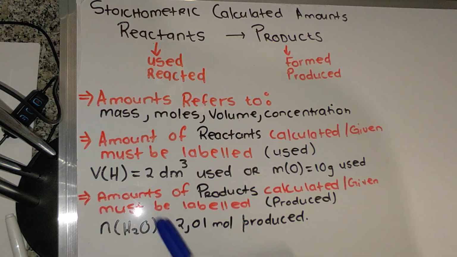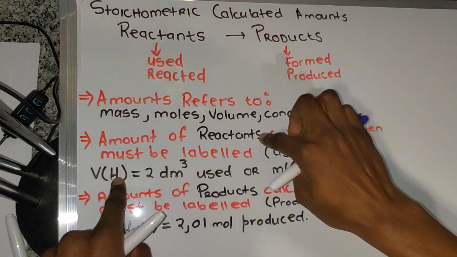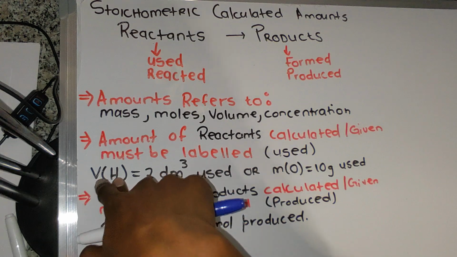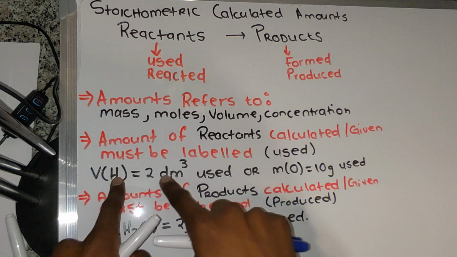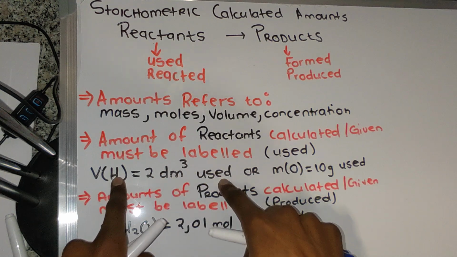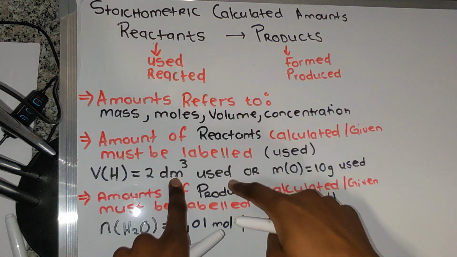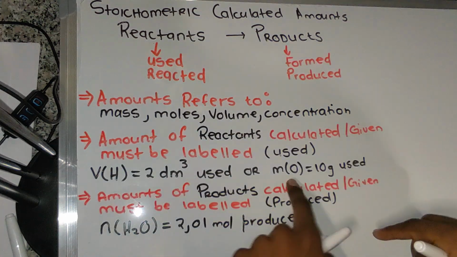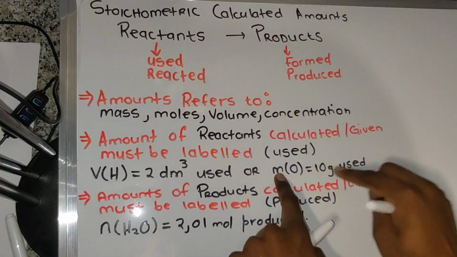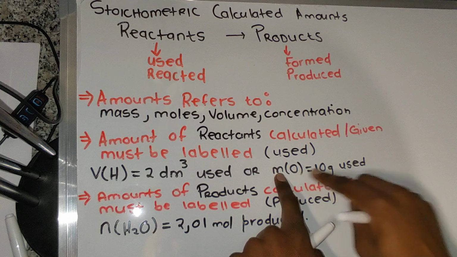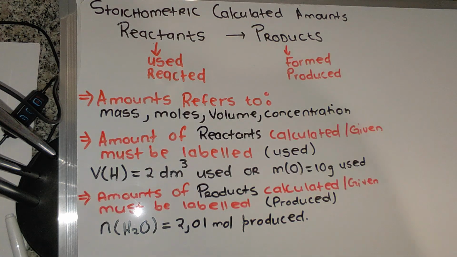Let us take, for instance, hydrogen, and let us say hydrogen was a reactant. If we have calculated the volume of hydrogen, which is a reactant, we need to label that amount used. So 2 decimeter cubed of hydrogen was used. In this case, we have the mass of oxygen, which is a reactant. So 10 grams of oxygen was used. And why do I use the term used? It's because we're speaking about a reactant.